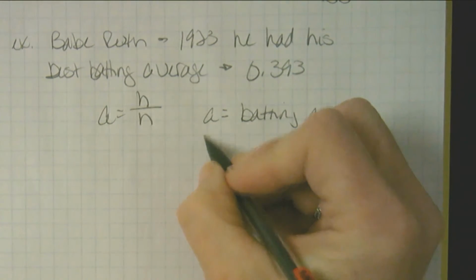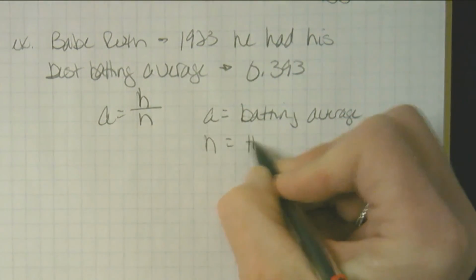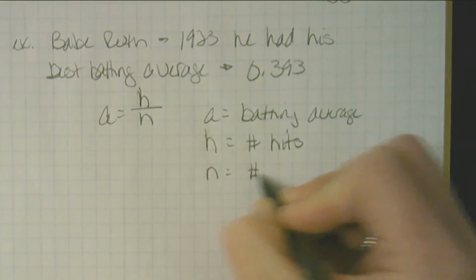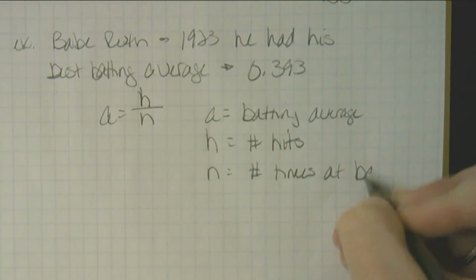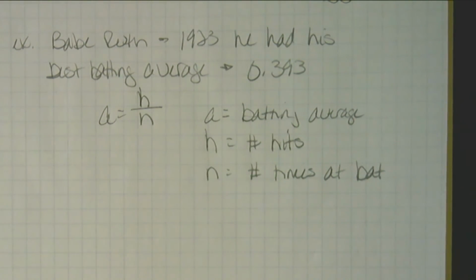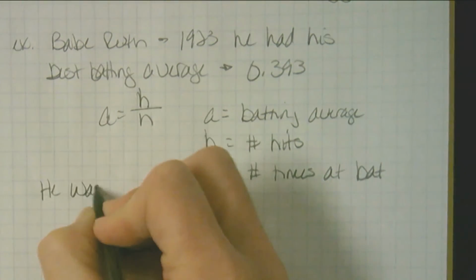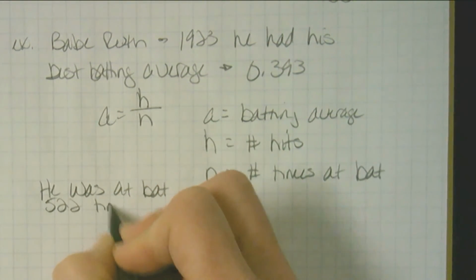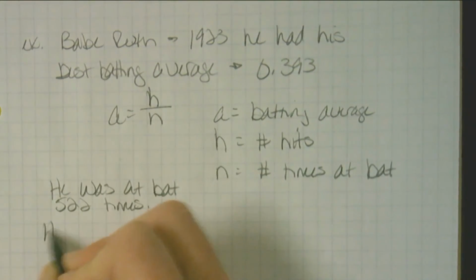A is batting average. H is your number of hits. N is my number of times at bat. So always pay attention to what your variables stand for in formulas. Pay attention to what I'm doing, please. All right, so his batting average was 0.393. All right, he was at bat 522 times. How many hits did he have?